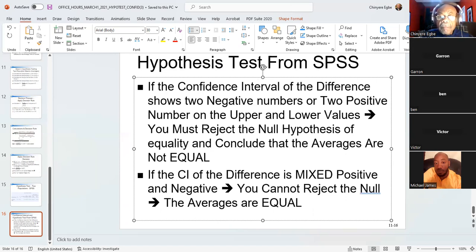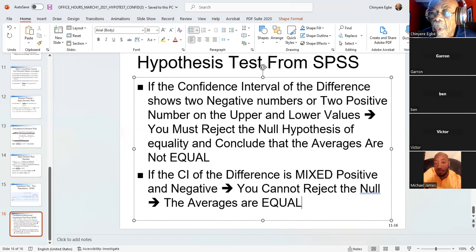And once you read off the printout or the results from any software, that's what I'm going to give you. I'm going to give you either two positives or two negatives, which means you reject the null hypothesis. Or if you have the mixed positive and negative values, then you cannot reject the null hypothesis. And therefore, the averages are equal. Is it clearer now?